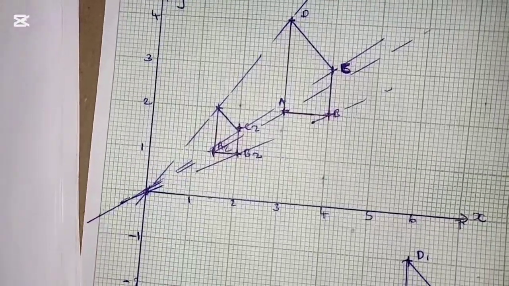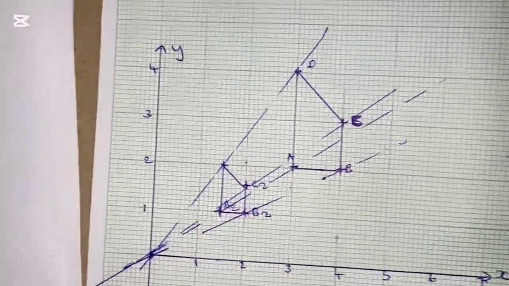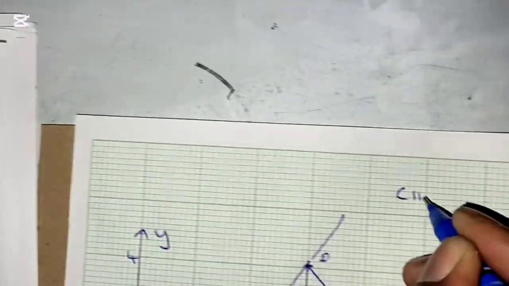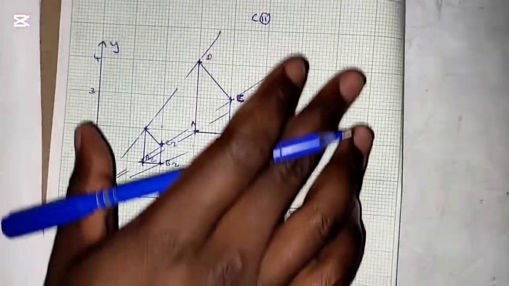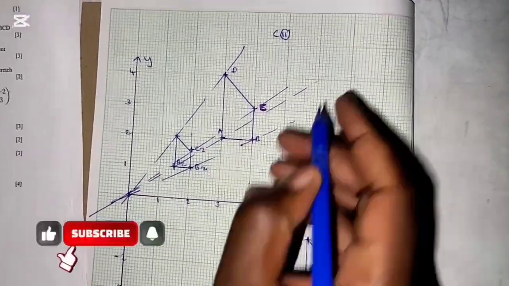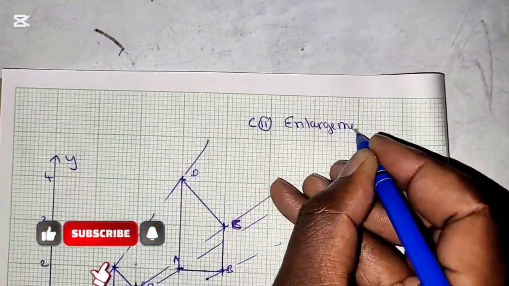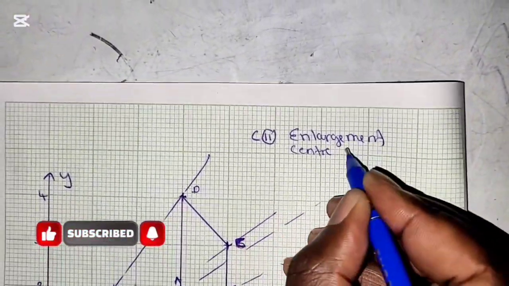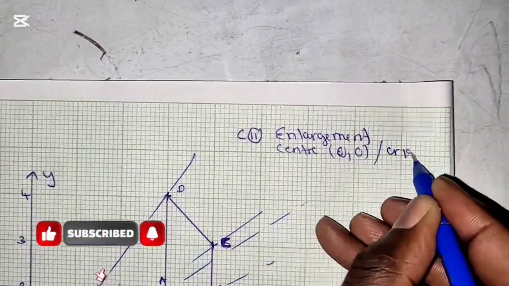Are we together? Because enlargement is if you join corresponding points, they meet at one common point, and that common point is the center of enlargement. So we're going to describe it as C item 2. Remember, all the working should be on the same graph paper. So I'm going to write enlargement. Then center of enlargement is 0, 0, and you can say origin.